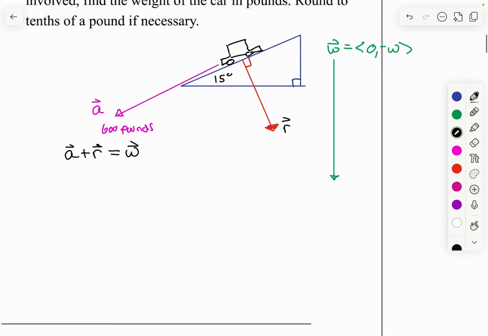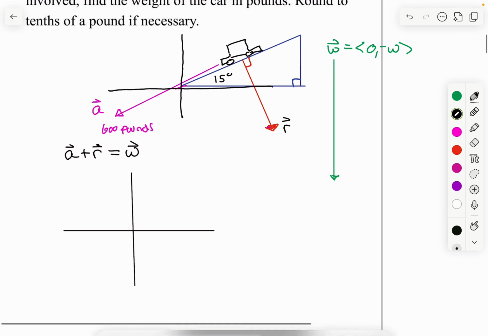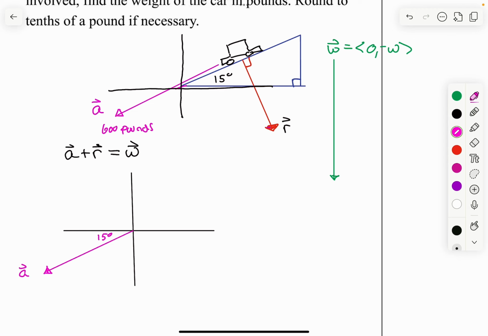So let's draw a little XY plane here. All right, and this is my vector A over here. It's going to go in the complete opposite direction, so I'm going to sketch my x-axis and y-axis here as well. That's going to be in the complete opposite direction of the ramp. So it's going to look like this, where that's 15 degrees.